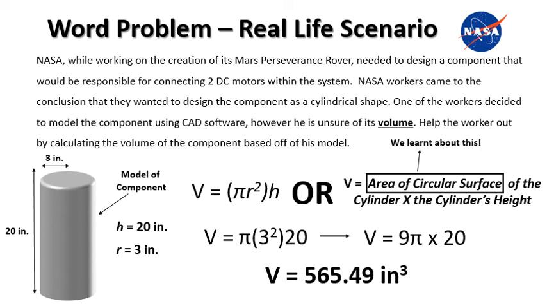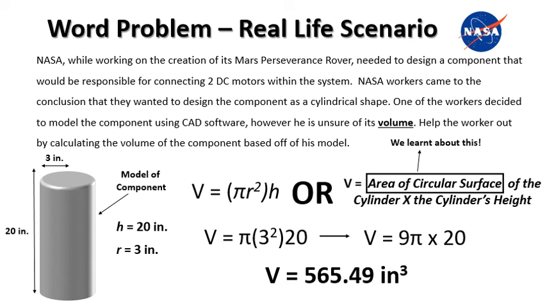First of all, how do we find the volume of a shape? Although we haven't covered that in this video, it's actually quite simple. The formula for finding it is pi times radius squared times the height, or the area of the circular surface of the cylinder times the cylinder's height. Remember, we covered how to find the area of a circle. Thus, this problem should be quite simple.